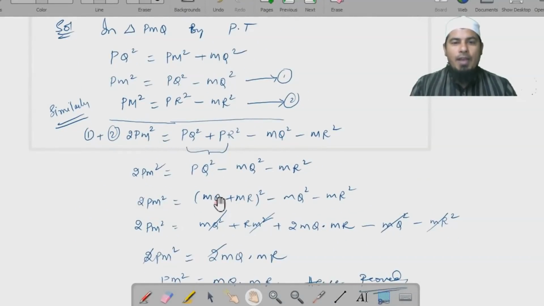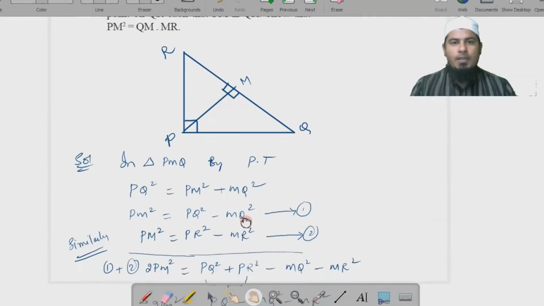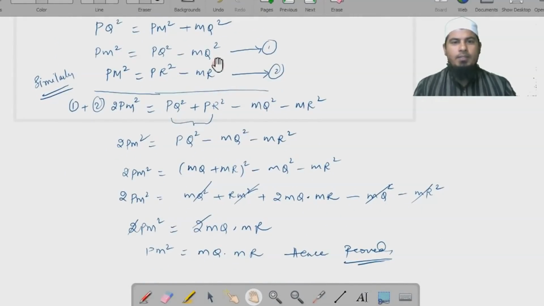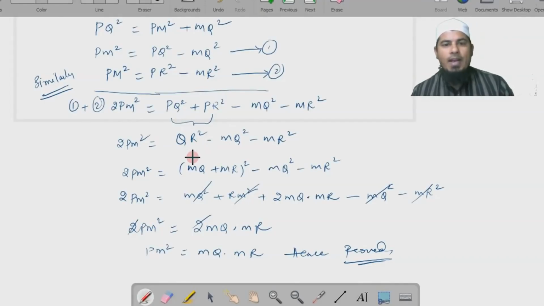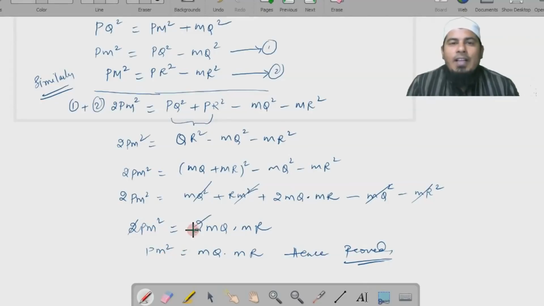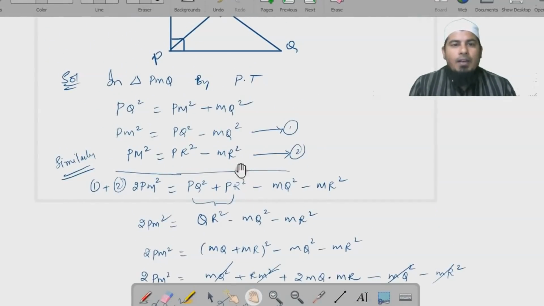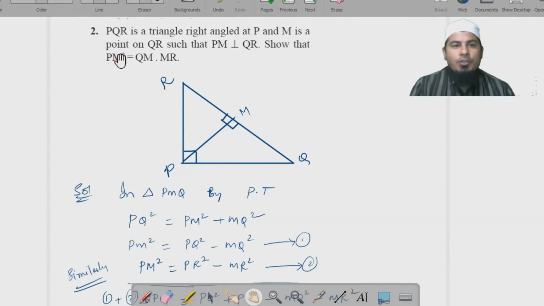When I write QM plus QR, yes, this is QR, I'm sorry. When we are writing QR in the two parts, that is MQ plus MR, A plus B whole square, when we are expanding, I'll get this one, and all these two terms are going to cancel. Left out portion is this one only, cancel it to get the answer. That's all. I hope you understood this type of solution where we need to prove with the help of Pythagoras theorem. Let us go to the next question.